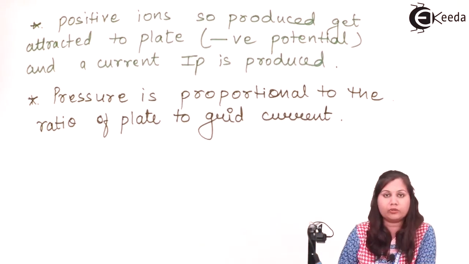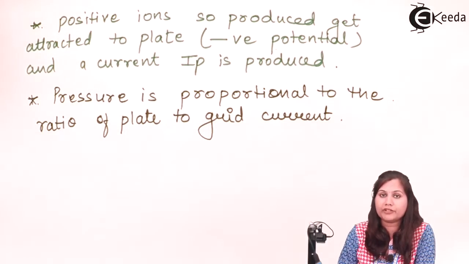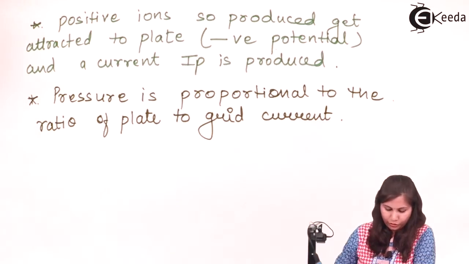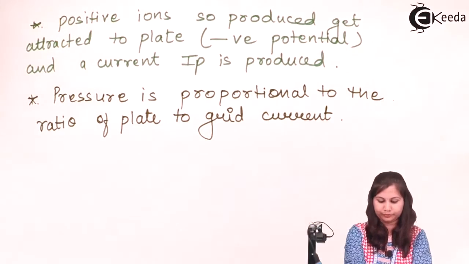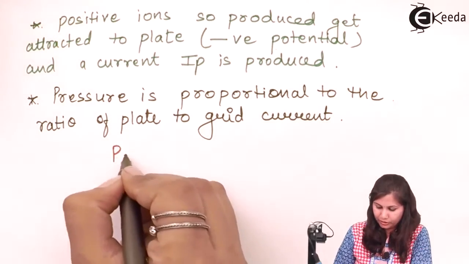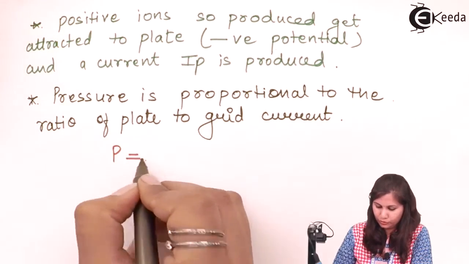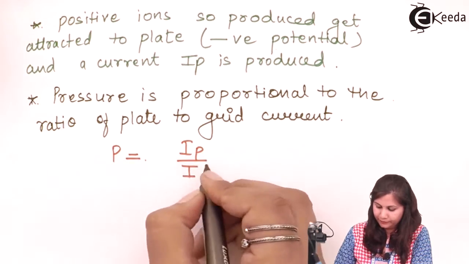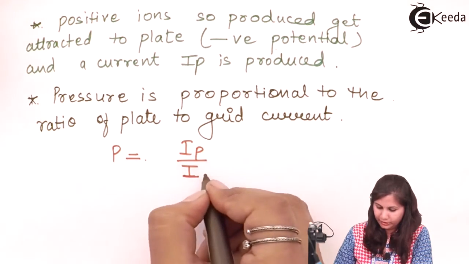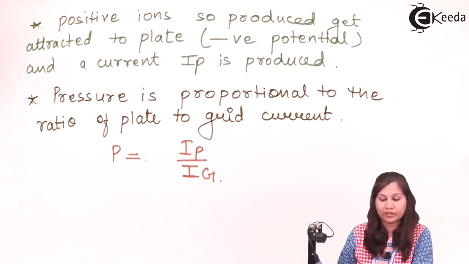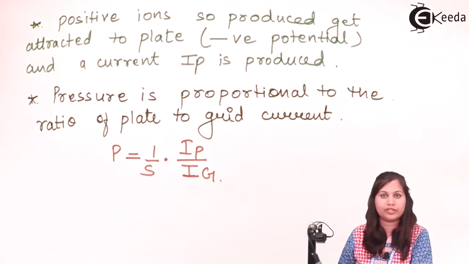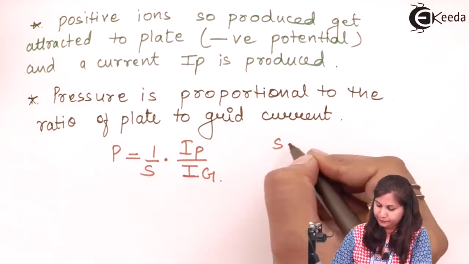It is found that the pressure of the gas is proportional to the ratio of the plate current to the grid current. So pressure is equal to S times the plate current divided by the grid current. Okay. And here we have a constant of proportionality, which is S.